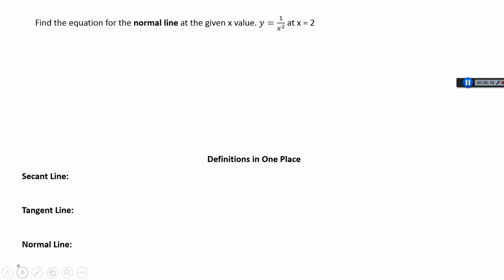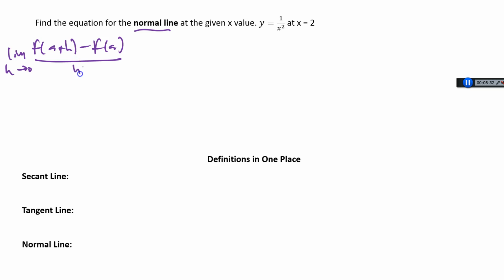So normal line. Normal line, remember, means perpendicular to the tangent. So first thing we have to do is find the equation of the tangent line here. So we're going to do limit as h approaches 0 of f of a plus h minus f of a over h. So plug in 2. So we have 1 over 2 plus h squared. Limit as h approaches 0, 1 over quantity 2 plus h squared, minus f of a, which is 1/4, divided by h.